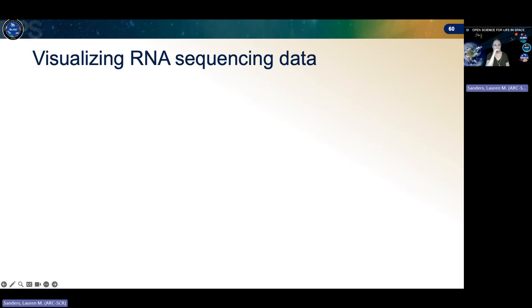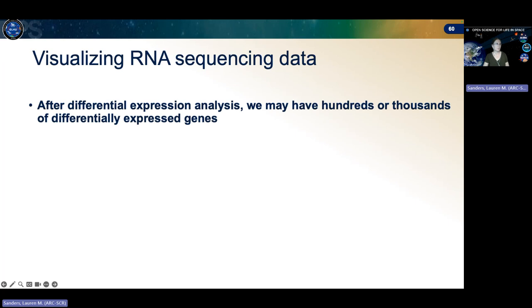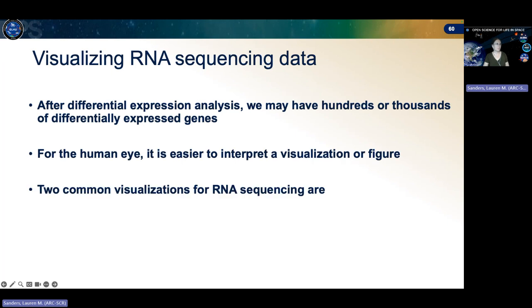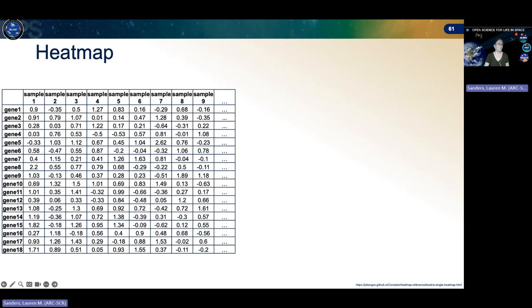All right, so finally, we're going to get into a few ways of visualizing and analyzing RNA sequencing data, because after differential expression analysis, we may have hundreds or even thousands, if we're lucky, of differentially expressed genes. It's easier to interpret a visualization. And so two common visualizations for RNA sequencing are the heat map and the volcano plot.